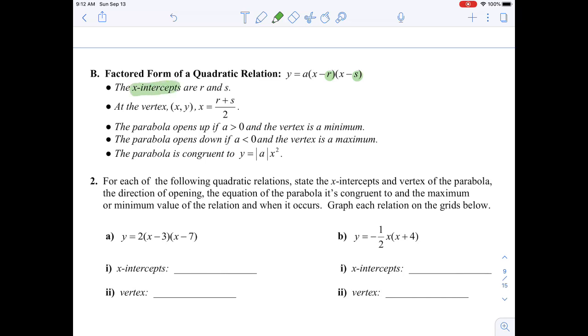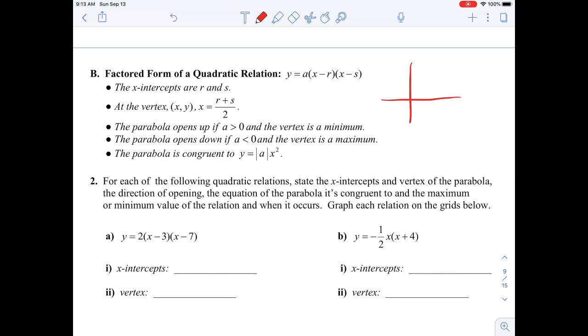So notice once again that inside these brackets, it is a minus. So if we ever see a plus inside one of our factors, then the R and the S values are just going to have the opposite sign to what we see inside that bracket. Now, we also can make note of this idea that these x-intercepts can help us to find the vertex.